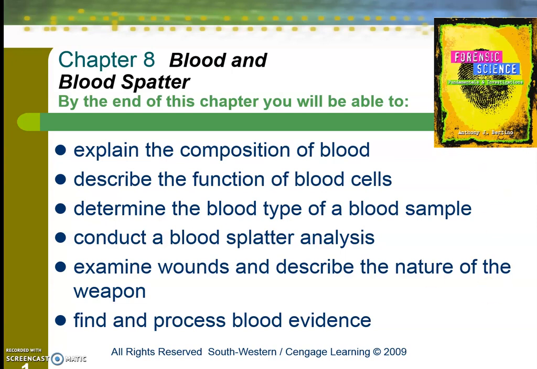All right, everybody, going through chapter 8, notes on blood and blood spatter. In this chapter, we're going to talk about what the composition of blood is, what makes up the blood, and what the function or the job of the blood cells is. We will be able to identify the blood type of a blood sample. Conducting a blood spatter analysis, we likely won't be able to get to since we're doing things online. We will look at some wounds and describe the nature of the weapon and find and process blood evidence.